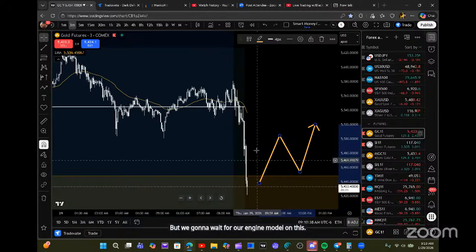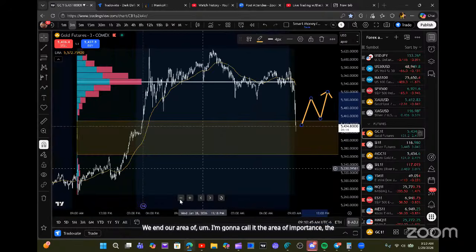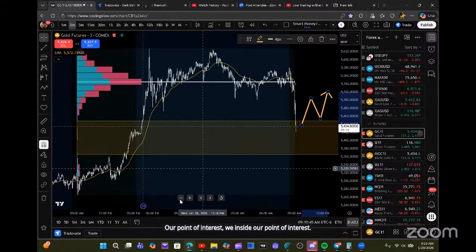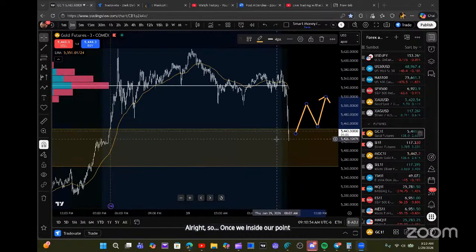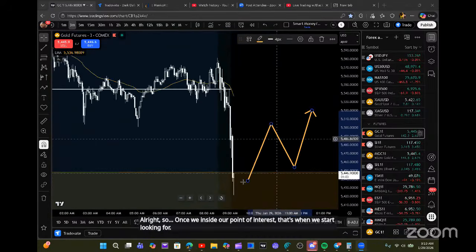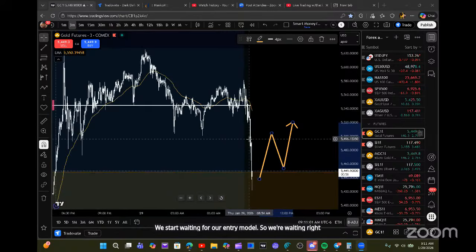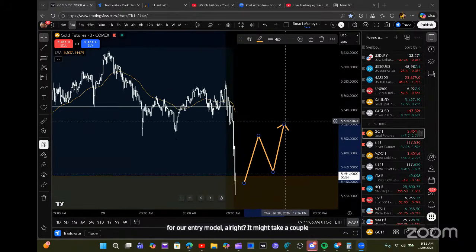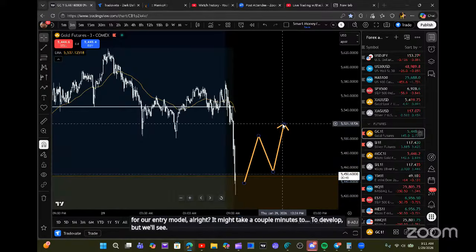We're in our area of, I'm gonna call it the area of importance, the area of entry, our point of interest. We're inside our point of interest. So once we're inside our point of interest, that's when we start waiting for our entry model. So we're waiting right now for our entry model. It might take a couple minutes to develop, but we'll see. And this is gold.